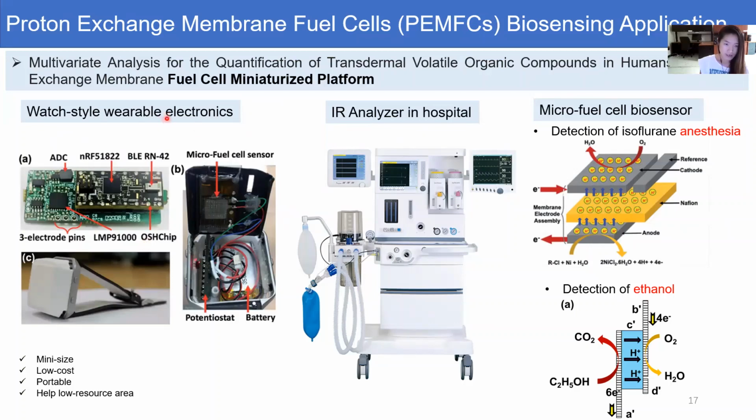The watch-style wearable electronics with the fuel cell sensor has many advantages: it has a mini size, low cost, and it is also portable. So it can be applied in low-resource areas. It can potentially replace the IR analyzer in hospitals. As we discussed, this is a micro fuel cell biosensor for detection of isoflurane anesthesia and the detection of ethanol.